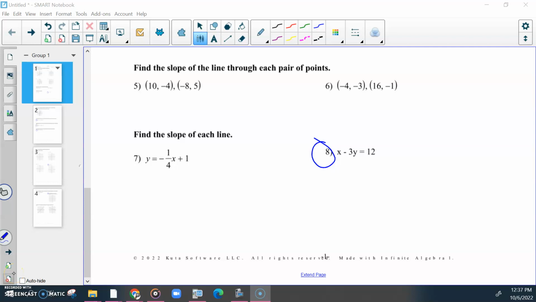You need to get this in slope-intercept form first. So move your x to the other side. Get y by itself by dividing each piece by -3.